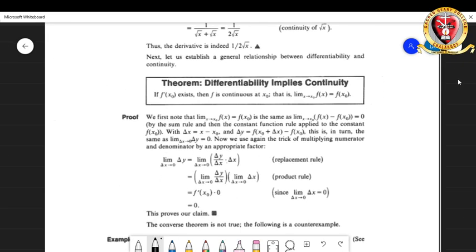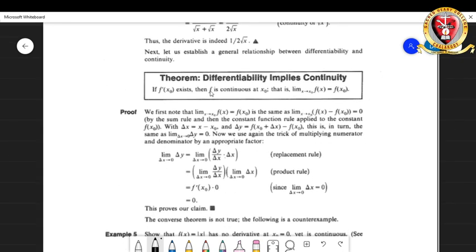And this is a very important theorem which is coming along, which is: suppose a function is differentiable at a point, then the function will be continuous at that point. So the statement is if f dash of x naught exists, then f is continuous at x naught, that is limit x tends to x naught, f of x is equal to f of x naught.